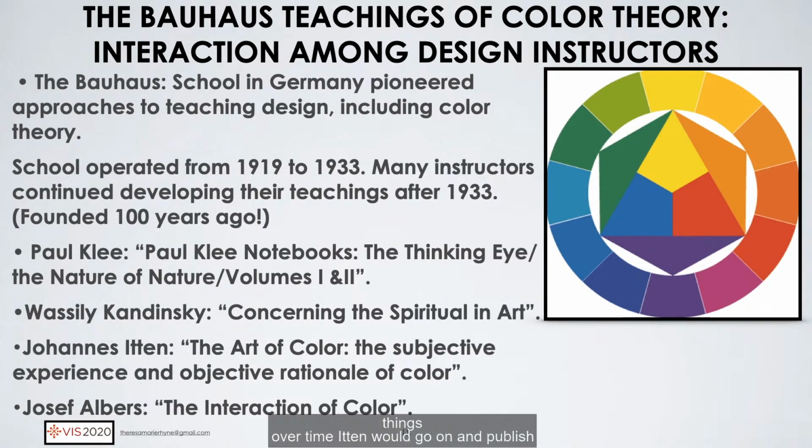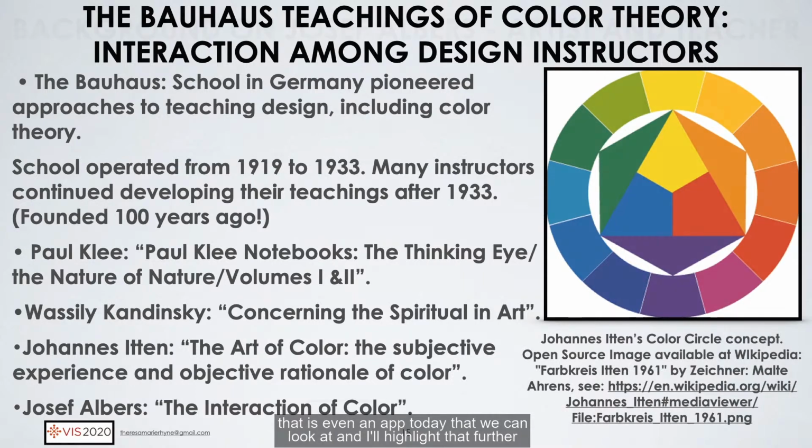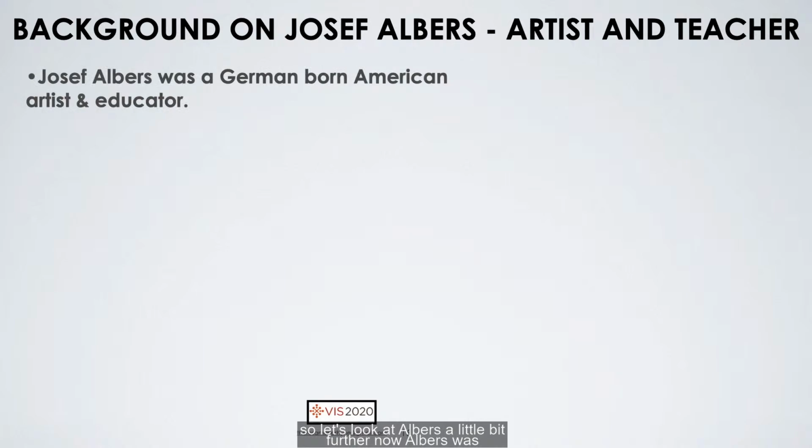Over time, Itten would go on and publish something called The Art of Color: The Subjective Experience and Objective Rationale of Color, that is still a textbook today. Albers would go on and publish The Interaction of Color, that is even an app today that we can look at, and I'll highlight that further. So let's look at Albers a little bit further now.